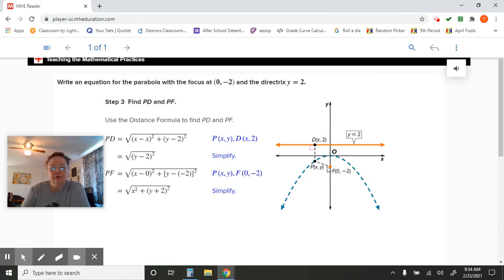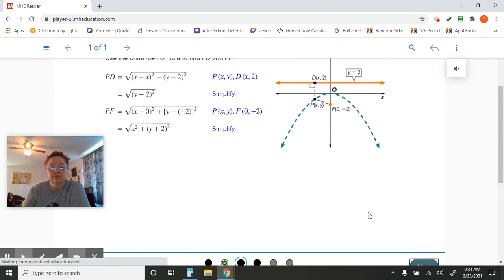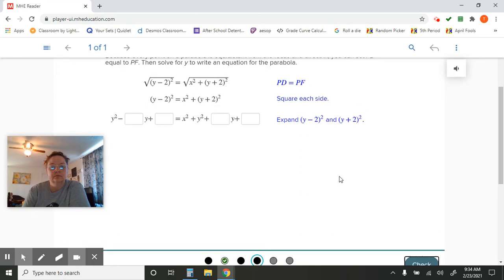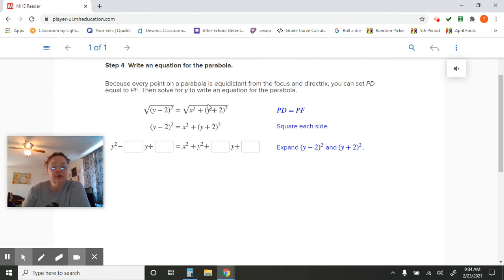Then we're going to do the same thing for PF. We know that F is at the point (0, -2), so we put in 0 and -2, and then we simplify. So we get the distance here is the square root of x squared plus the quantity y plus 2 squared. Because every point on the parabola is equidistant from the focus and directrix, you can set PD equal to PF, then solve for y to write an equation for the parabola.